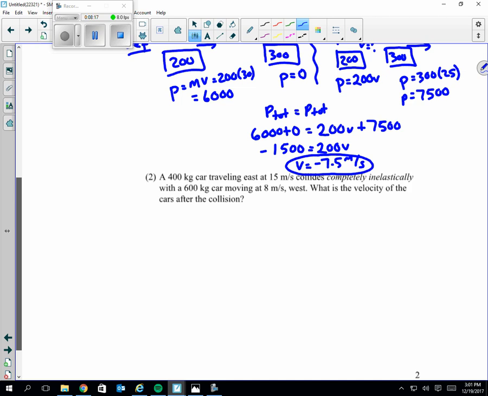Right, this next problem, I'm using this word completely inelastically, and we'll do this in a little bit more detail later, but for now, let's just note that that means that they stick together.